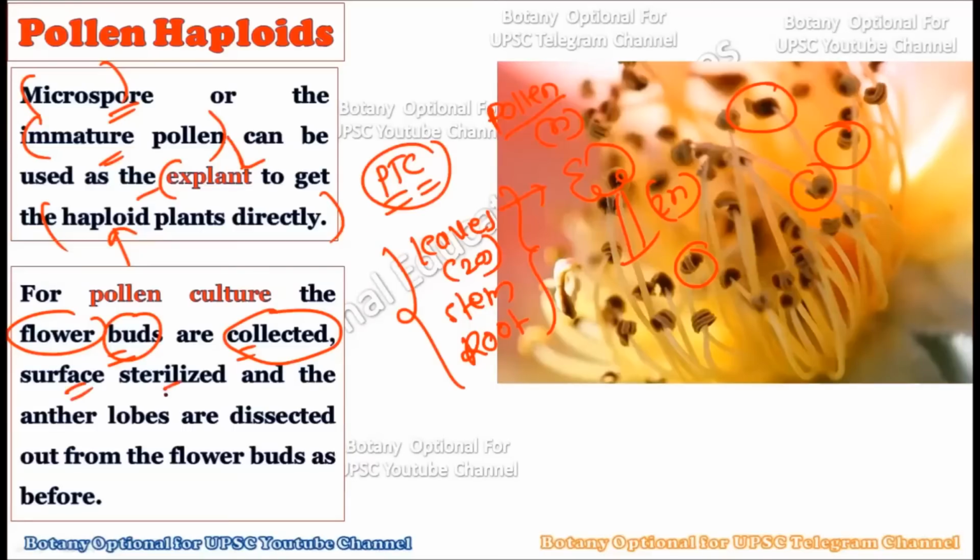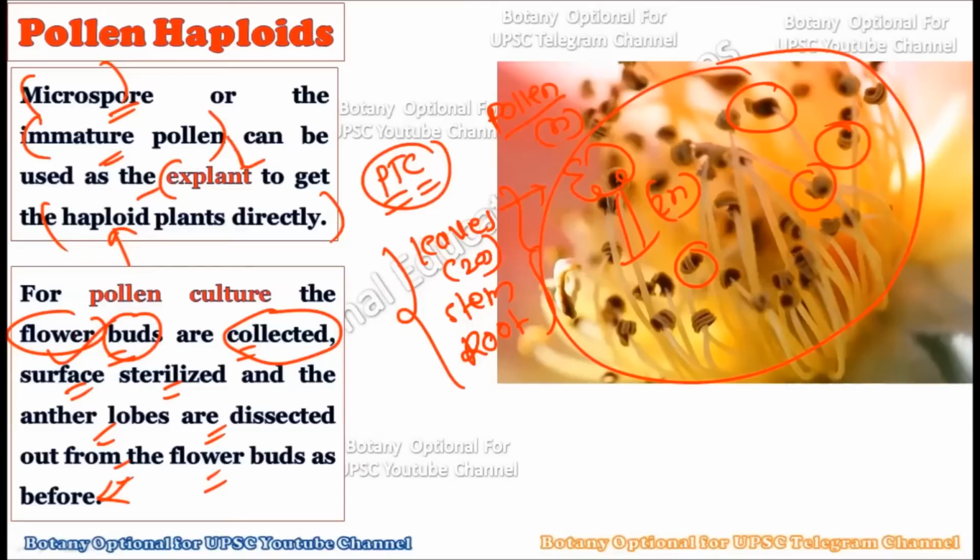Then the surface is sterilized and the anther lobes are dissected out from the flower buds as before, okay? So basically what we do, we sterilize this whole part we have taken from the plant, the flower bud we have taken, and the first thing we have to do is the sterilization.